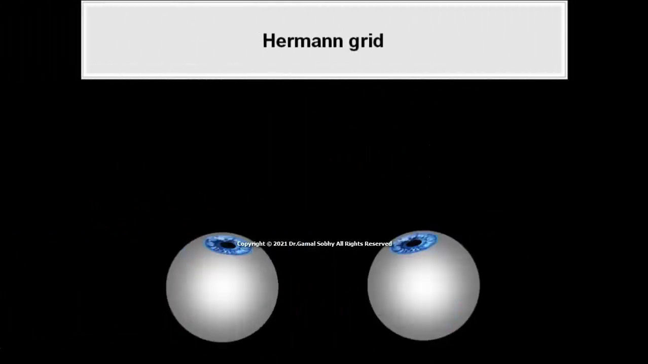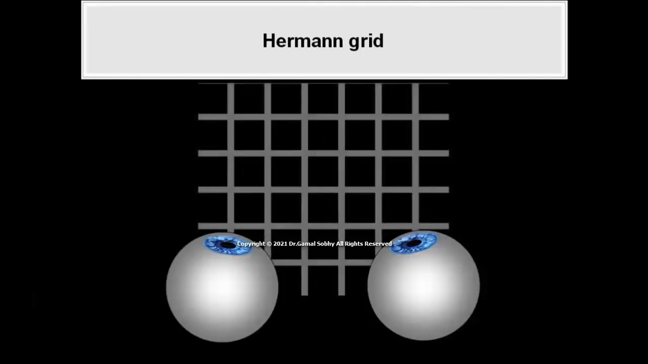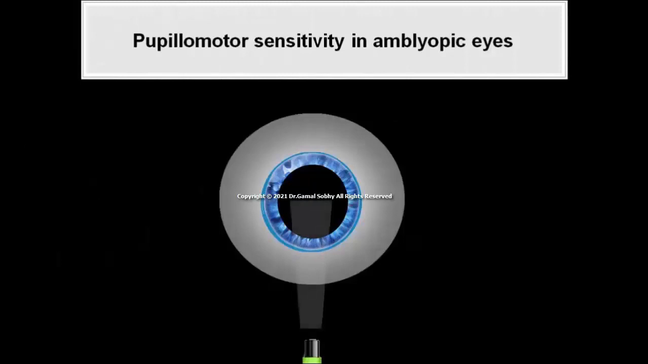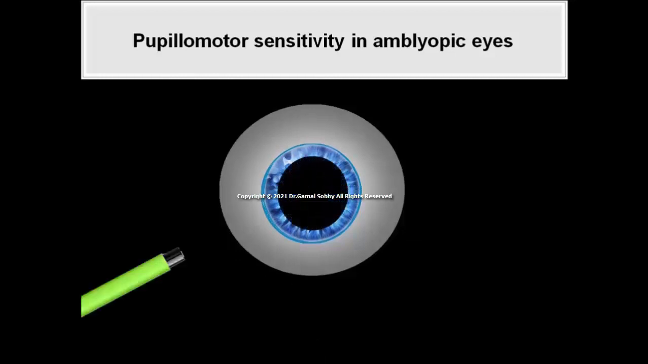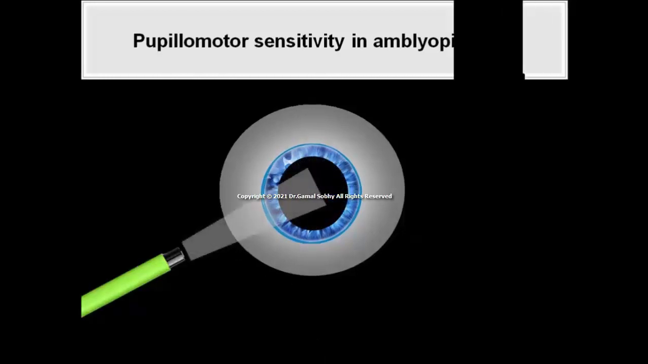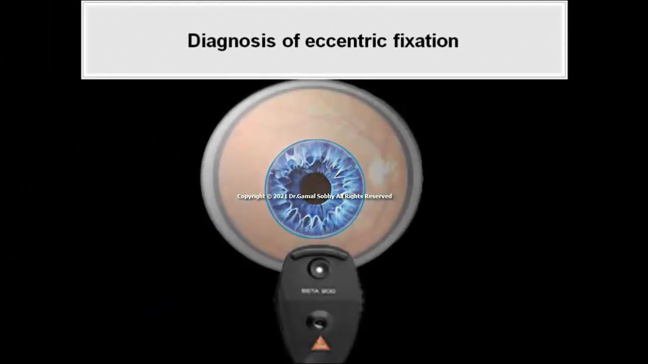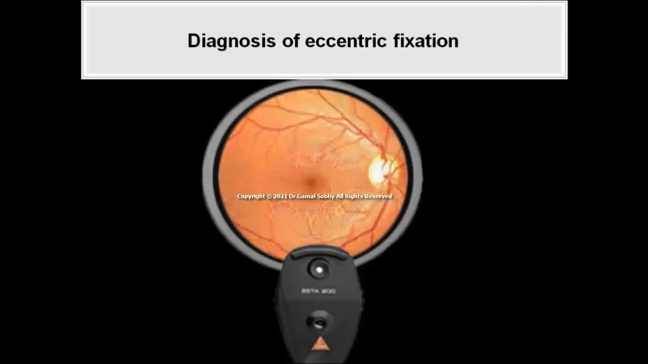The size of the receptive fields in amblyopic eyes is determined by the use of the Hermann grid. In normal eyes, pupillomotor sensitivity is highest in the macular area, whereas in amblyopic eyes pupillomotor sensitivity is greater peripherally than centrally. Eccentric fixation can be detected by ophthalmoscopic observation by asking the patient to focus on the visual target.